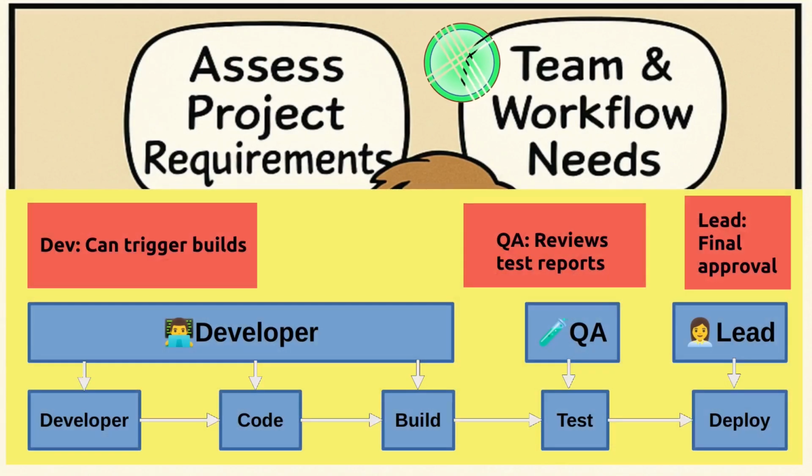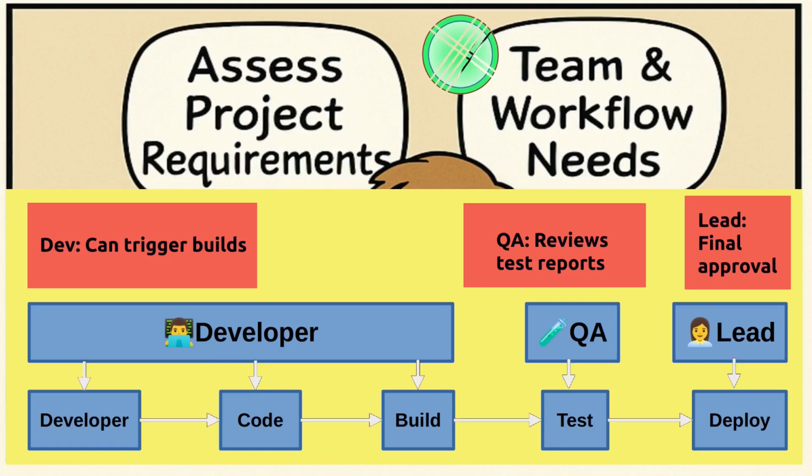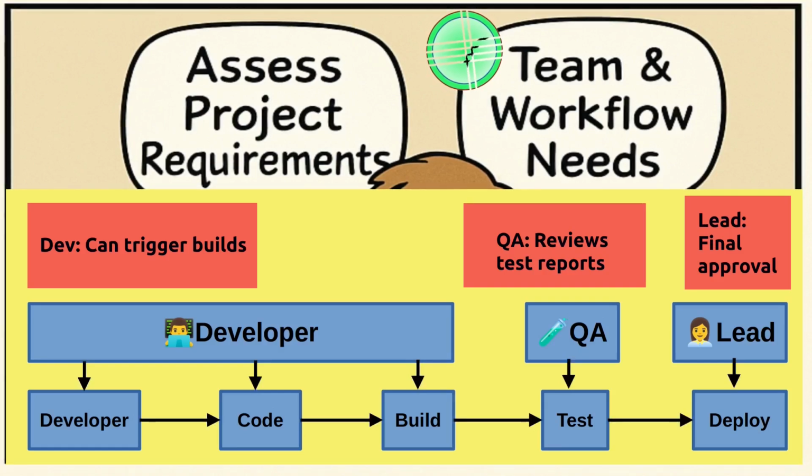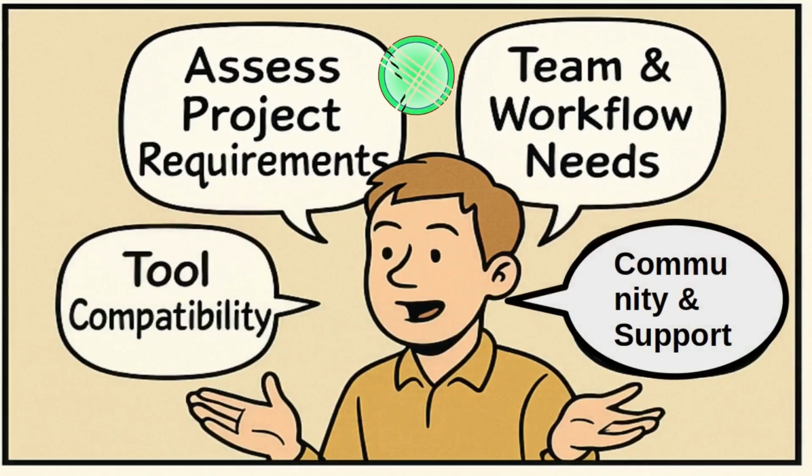Second, define your team and workflow needs. Consider collaboration, roles, approvals, and how your team works. For example, do you need role-based access, approvals, or parallel builds? Do you support multiple environments, like dev, staging, or prod?